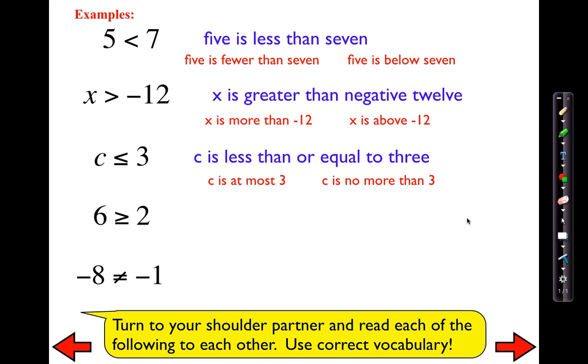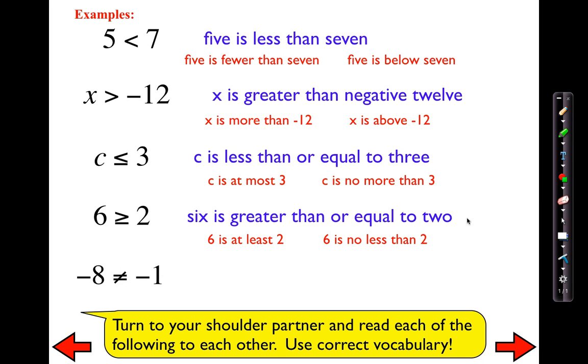Next one is 6 is greater than or equal to 2, which can be read as 6 is at least 2, or 6 is no less than 2. And last but not least, we would read that as negative 8 is not equal to negative 1.